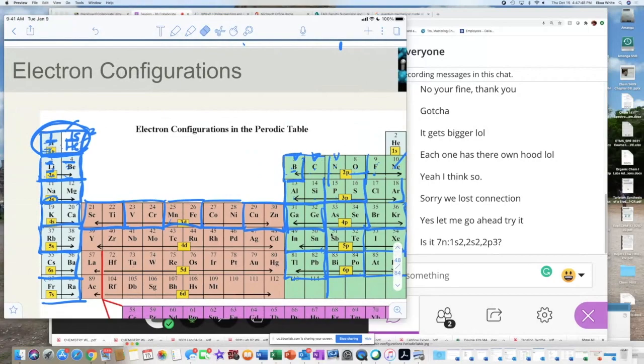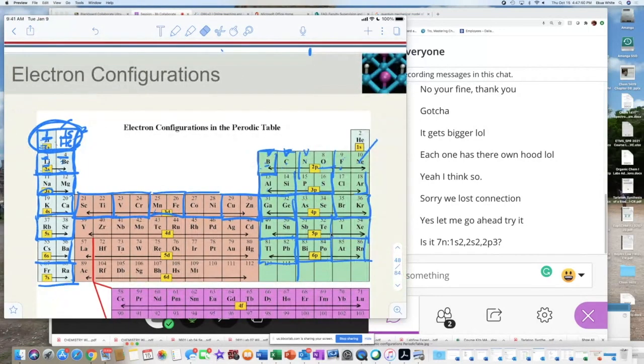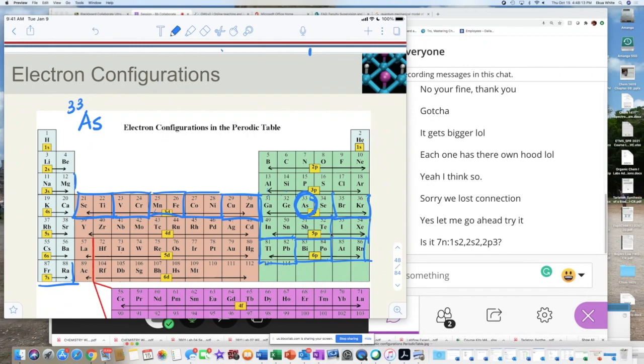Okay, so now let's do one that's a bit more complicated. Let's do As. So As is a cousin of nitrogen in the same group, right? We have to fill the electrons from the beginning to where As is. As has 33 electrons. When you add the superscripts, they all have to add up to the number of electrons you started off with.